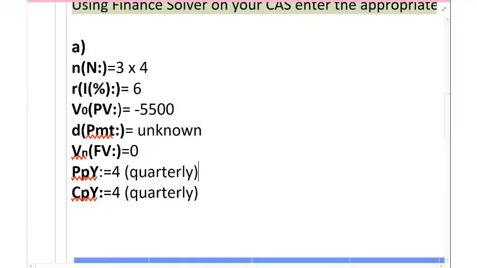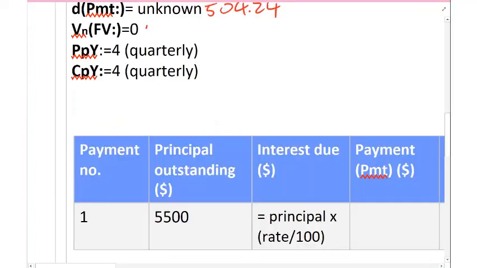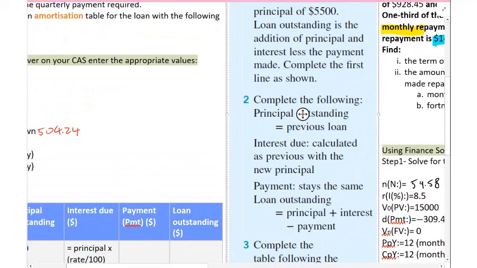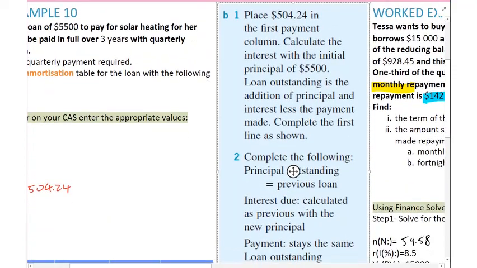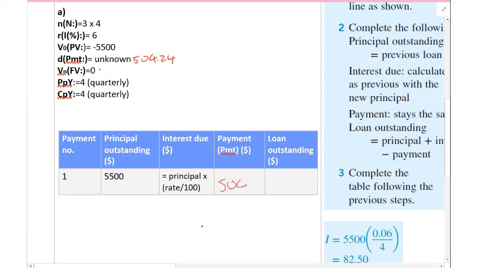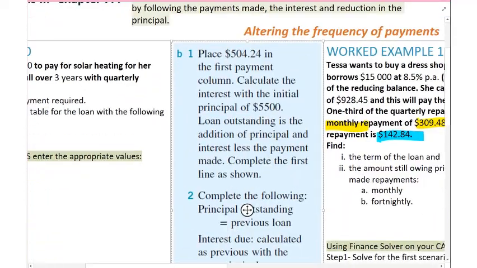So what you'll get as a repayment is 504.24. Okay, so what I've got in this little table here, you put that in the first column, so the 504.24 goes in this column, and you'd have successive columns there.